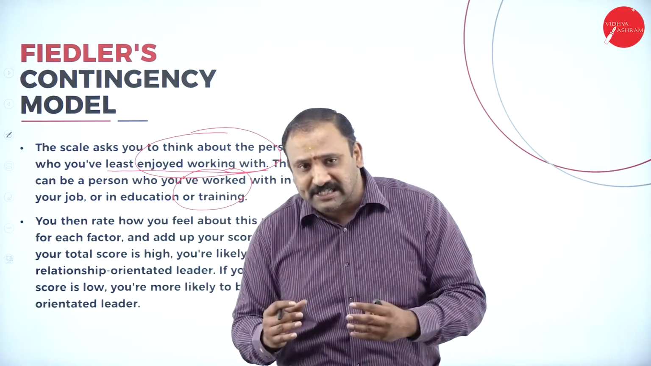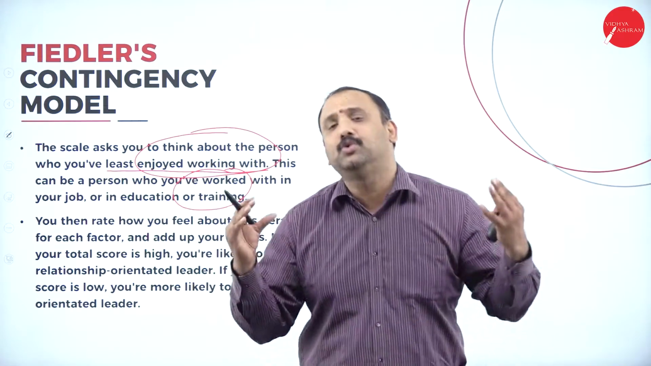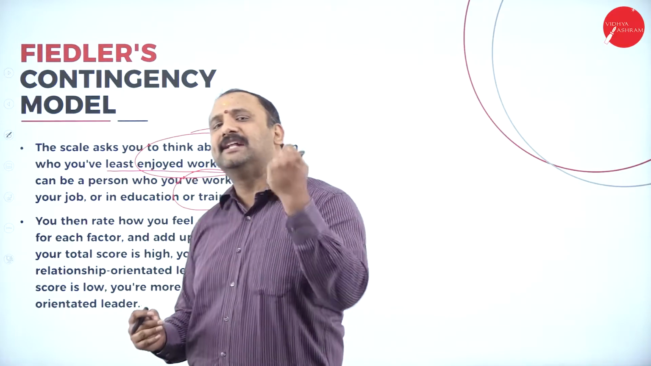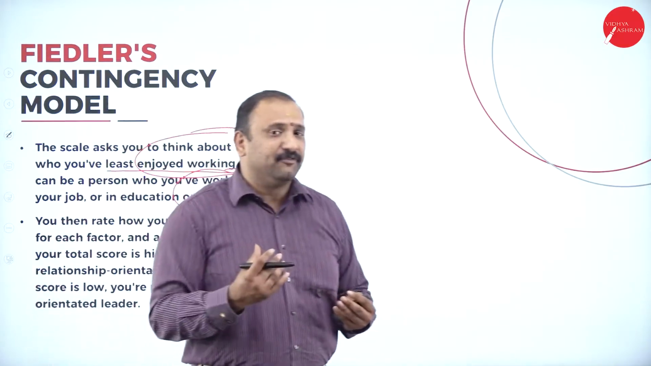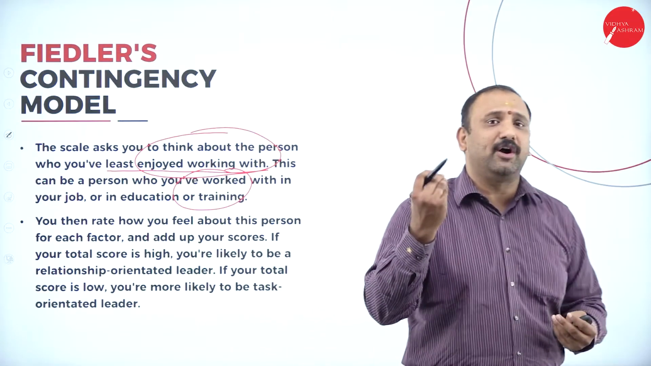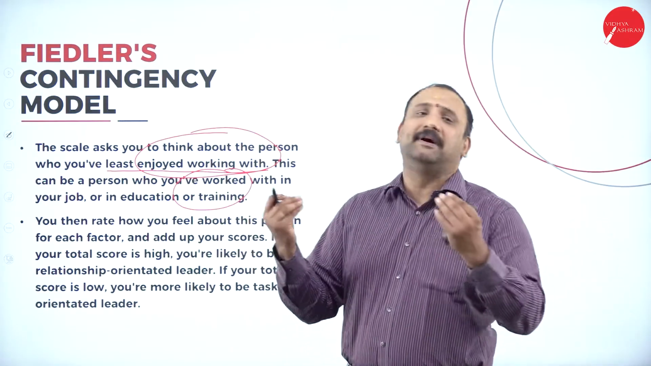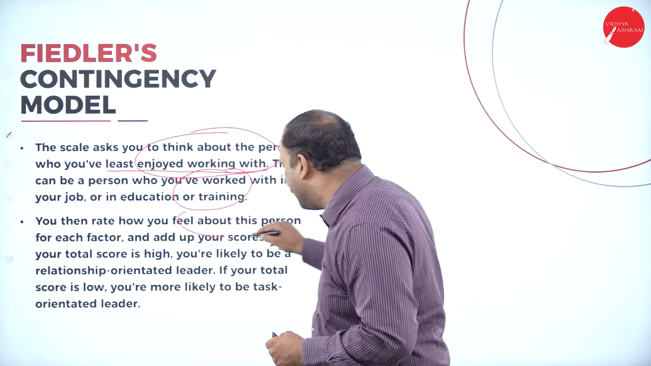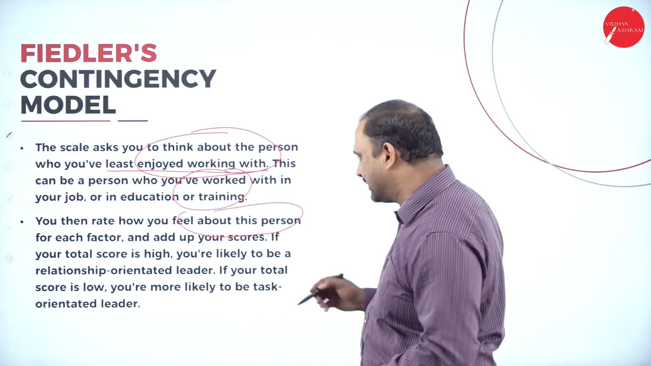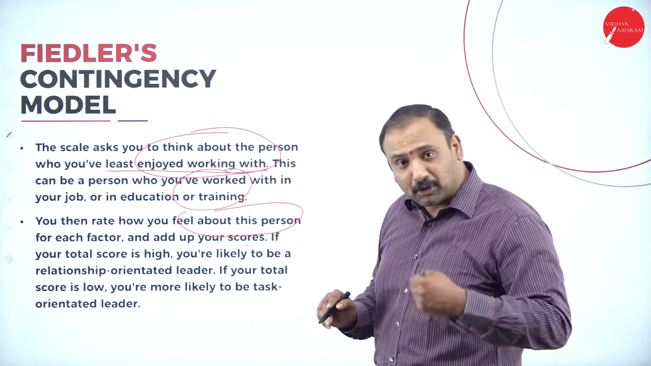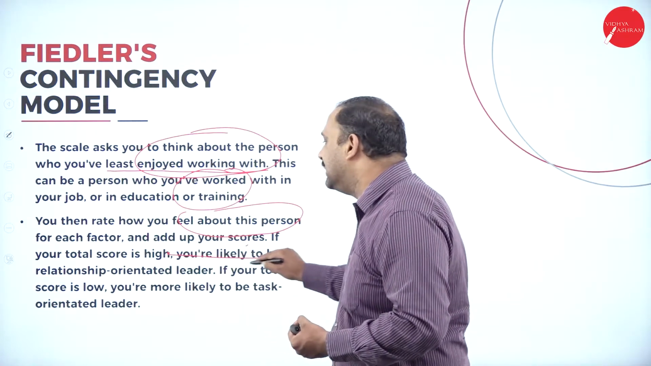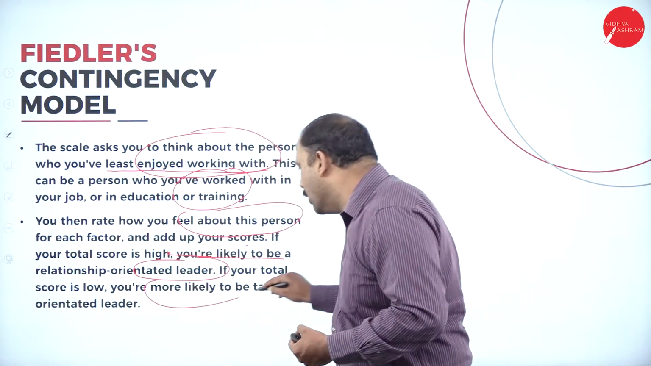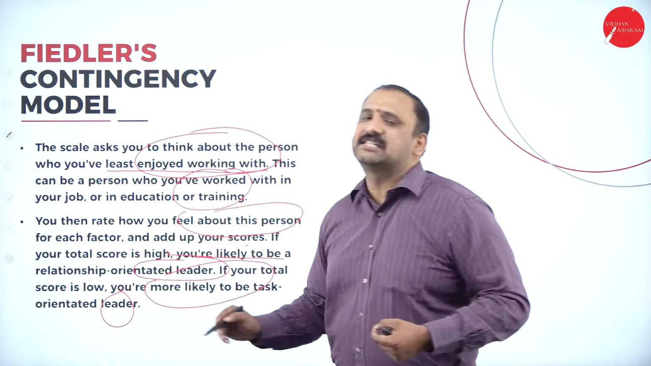That means the person whom you were not interested at all to work with, the person whom you felt is probably the most difficult person to join hands and work with. So that's where Fiedler started bringing in this model called the least preferred co-worker. Then you start rating how you feel about this person for each of the factors. Add up your scores. If your total score is high, you are likely to be a relationship-oriented leader. If your total score is low, you are more likely to be a task-oriented leader.